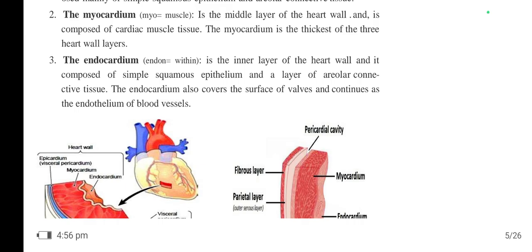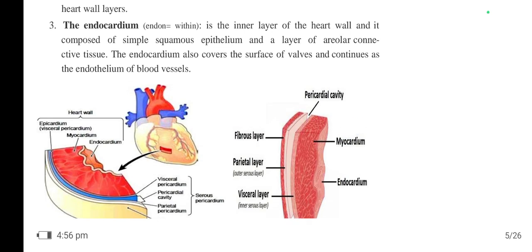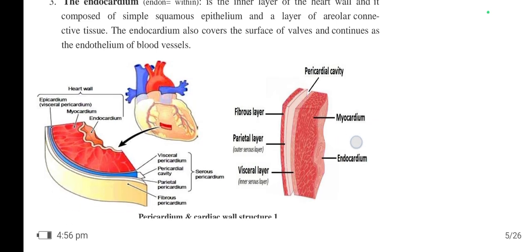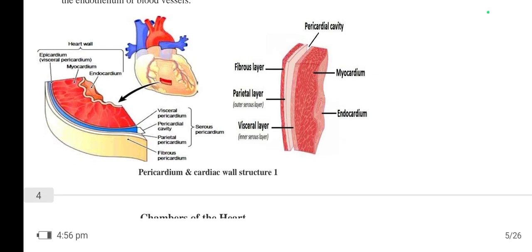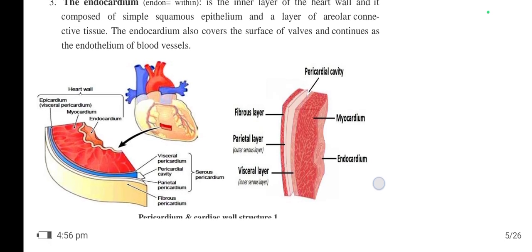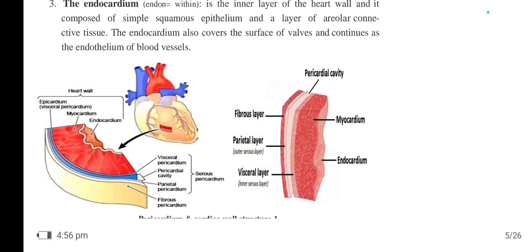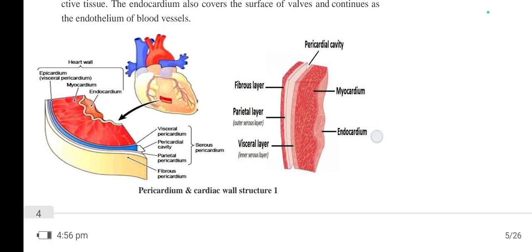Endocardium, endo means within, is the inner layer of the heart wall and is composed of simple squamous epithelium and a layer of areolar connective tissue. The endocardium also covers the surface of valves and continues as the endothelium of the blood vessels. So this is the pericardium and the wall structure. You can have a look.